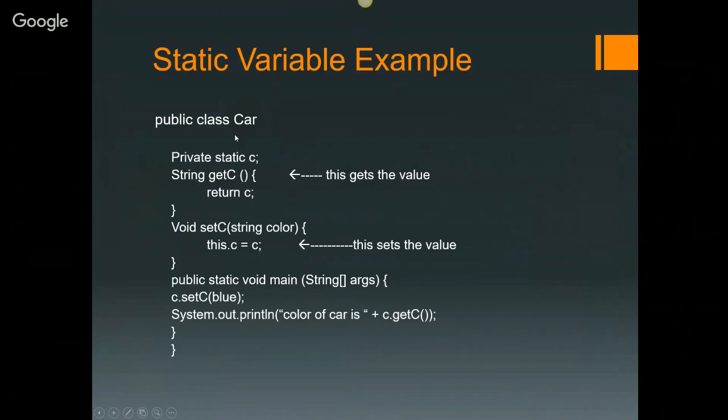So here I have a public class of a car again. Down here, this is again where it starts because of the main of string of arguments. We're setting the variable as blue. It gets C, which is blue, returns C, sets the value, it shows out, hey, the color of the car is C dot get C, which is blue.